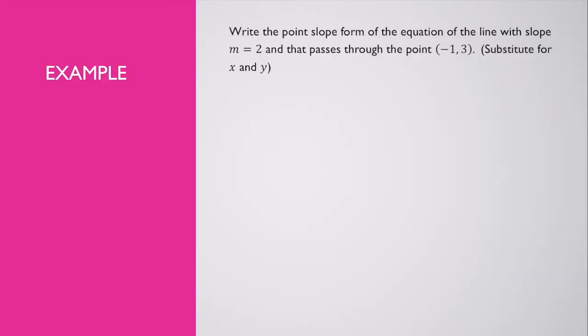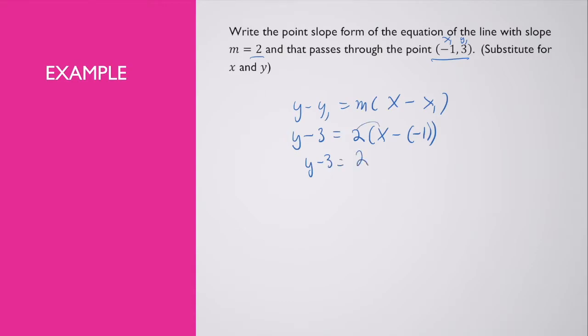Let's write the point-slope form of an equation of a line with slope 2 that passes through the point -1, 3. So -1 is my x1 and 3 is my y1. I know that y minus y1 equals m times x minus x1. Now we substitute. y minus 3 equals 2 times x minus -1.